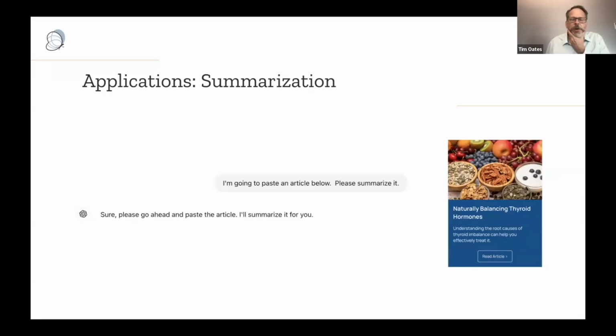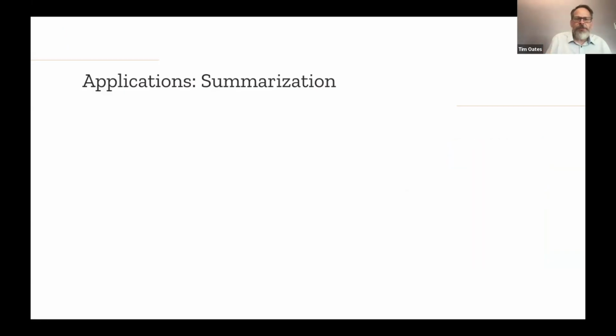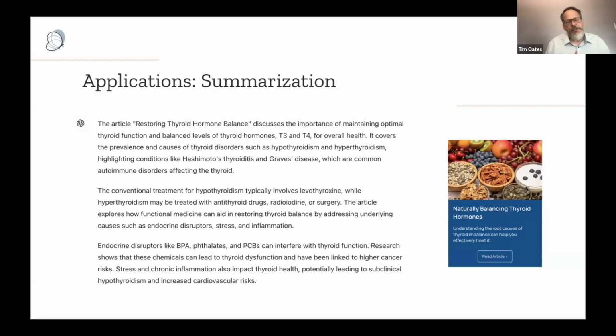Here's an example where I said, I'm going to paste an article below. And I said, please, all right. So I said, please summarize it. And what I did was I went to the IFM website. There was this article here, Naturally Balancing Thyroid Hormones. I just grabbed the text of it, and then ChatGPT said, sure, please go ahead and paste the article. I'll summarize it for you. I pasted the article and I get a thing that looks like this, right?